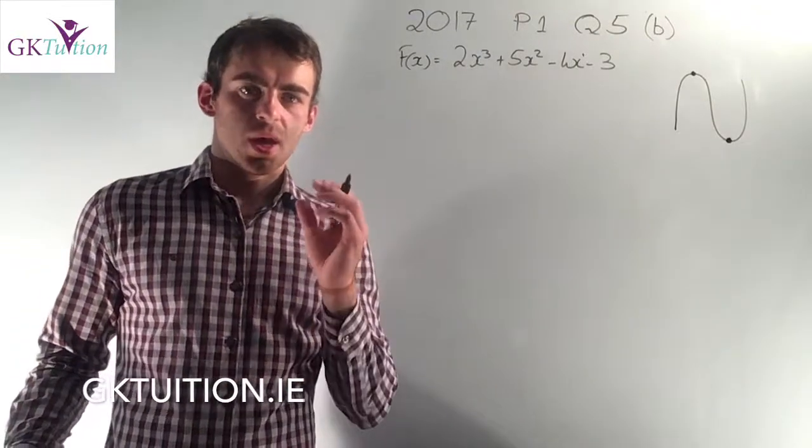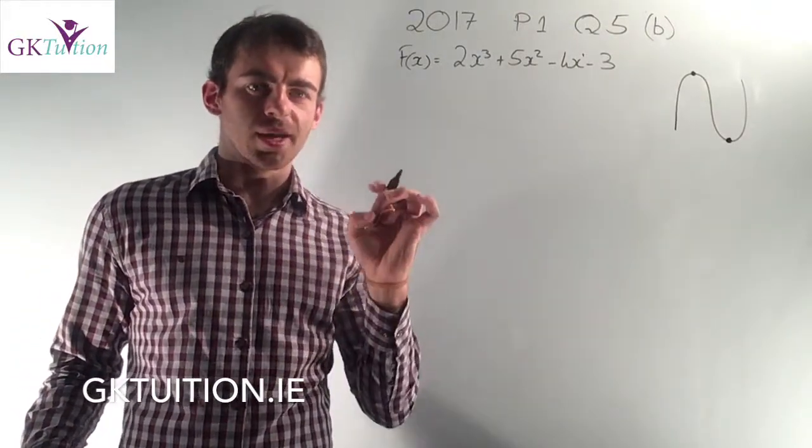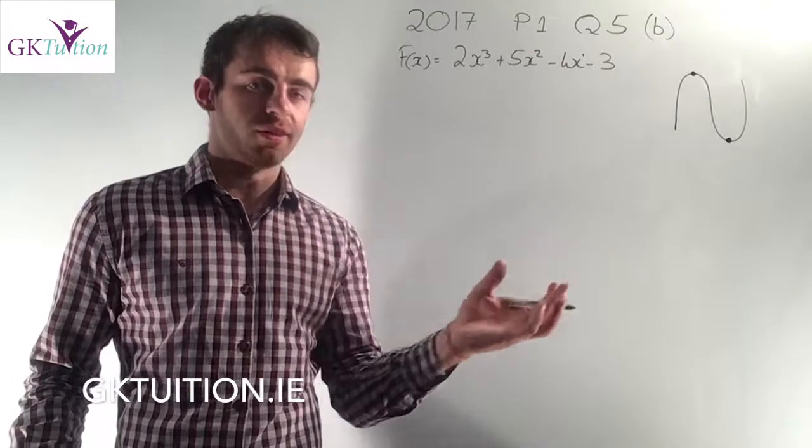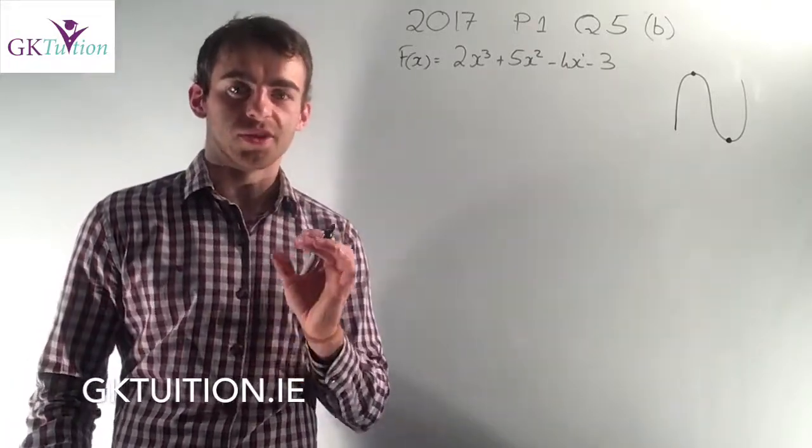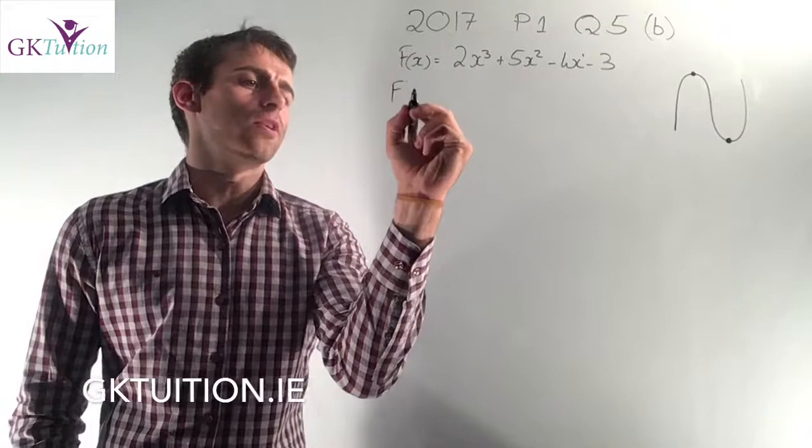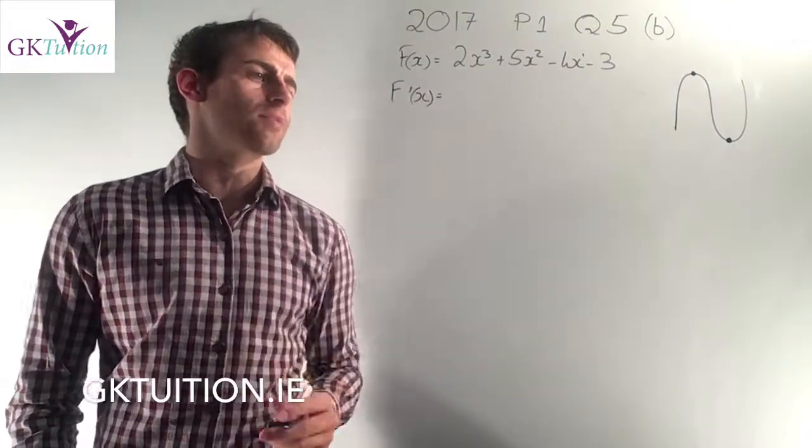Okay, so I want to find the coordinates of the maximum point and the coordinates of the minimum point. Now straight away you should recognize to find a maximum point or a minimum point or any turning point, the first thing you want to do is get your first derivative. So the very first step here is we're going to find f dash x.